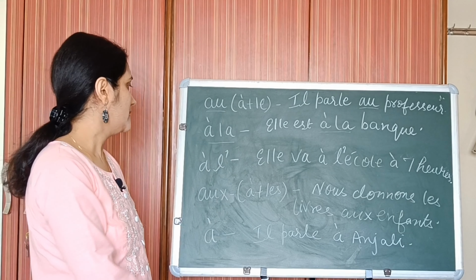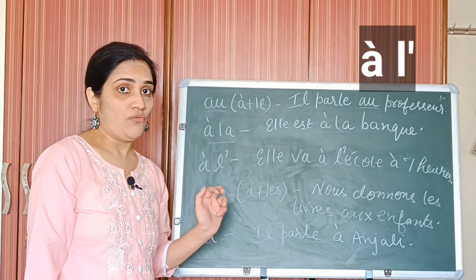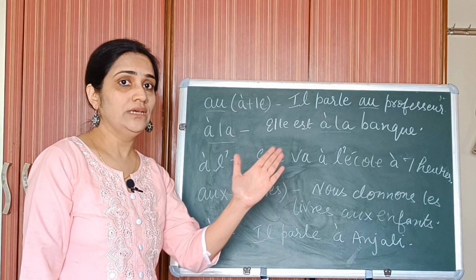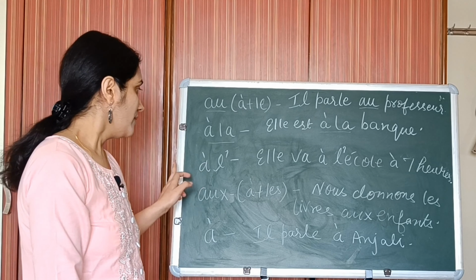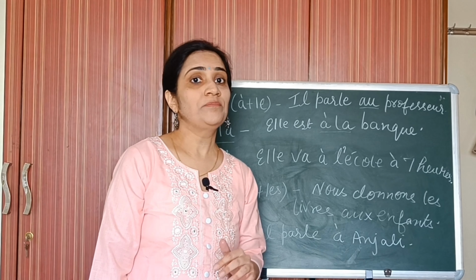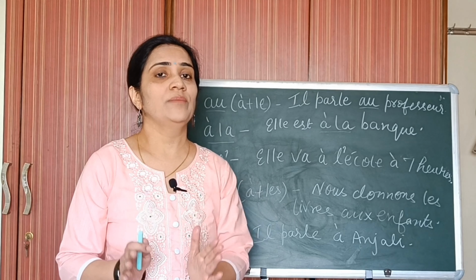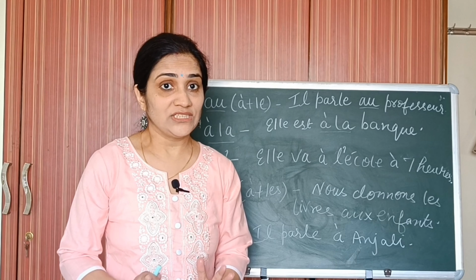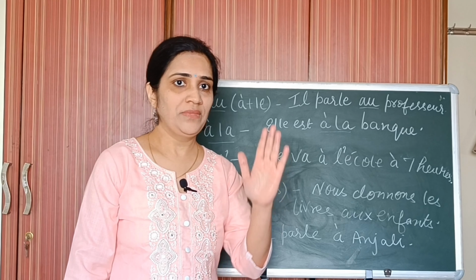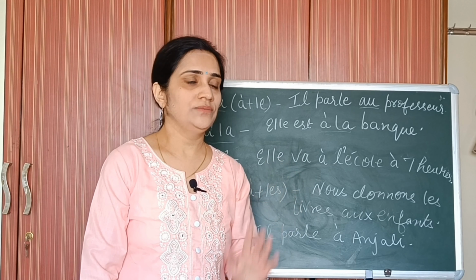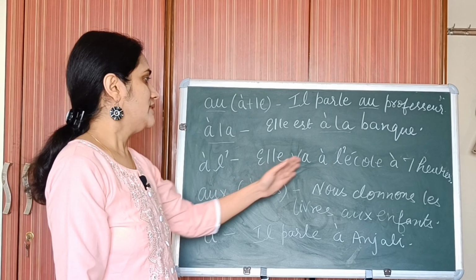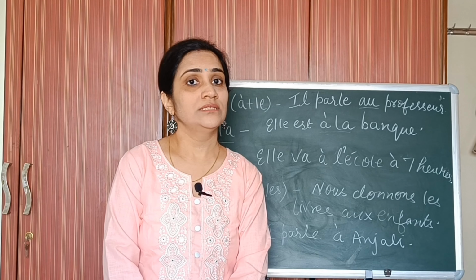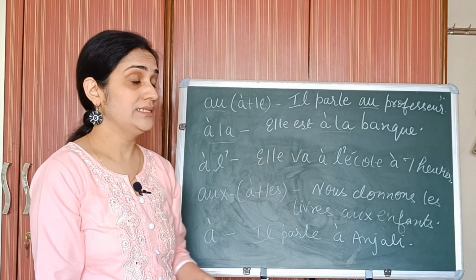Now the third category is à l', A-L apostrophe. And again it also refers to in the, to the, at the. And this category we will use with masculine and feminine nouns beginning with a vowel A, E, I, O, U, including H, ash, muet. So here suppose the sentence is, she goes to the school at 7 o'clock.